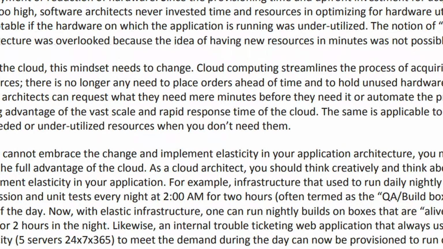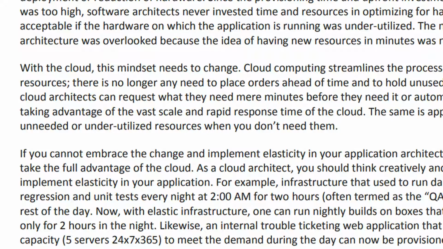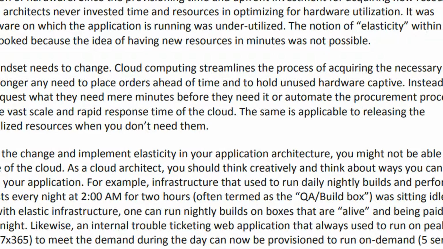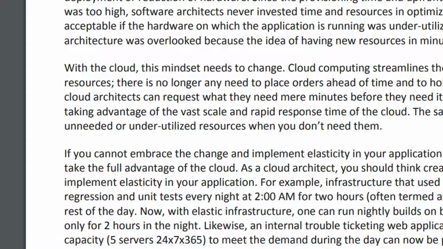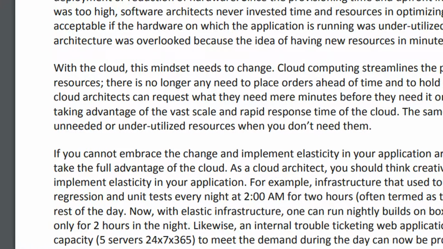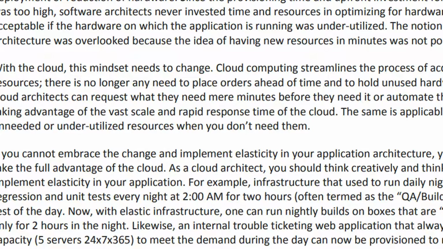Instead, a cloud architect can request more than what they need per minute before they need it, automate the procurement process, taking advantage of vast scale and rapid response time in the cloud. So that means you do have an option to set up all the rules and everything. So in case you can configure that if my instance usage goes above 100% or 80%, then just spin up a new EC2 instance. That way, it's just going to work perfectly fine. It's gonna initiate, it's gonna automate that entire process.